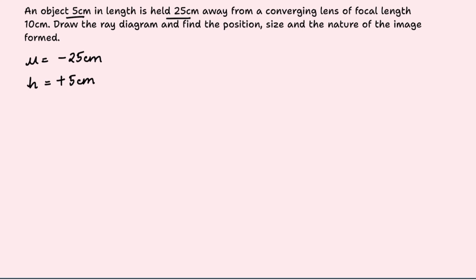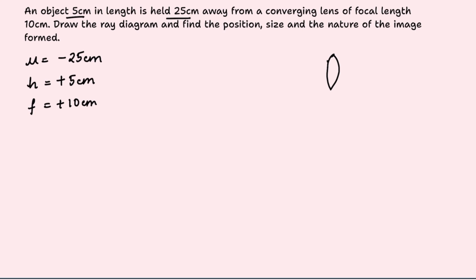Then what else is given? We have the focal length of the lens. Now the focal length is 10 centimeter, but is it positive or negative? How do we know? We need to check which type of lens it is. So this is a converging lens. So what is a converging lens? A converging lens is nothing but a convex lens because it converges the light rays. And a convex lens always has the focal length on the right side, and according to sign convention, this will be positive. So now we have written down everything that we need to know.